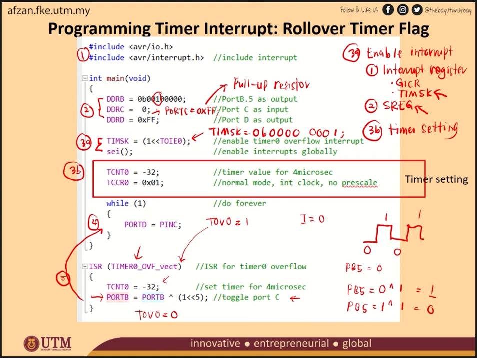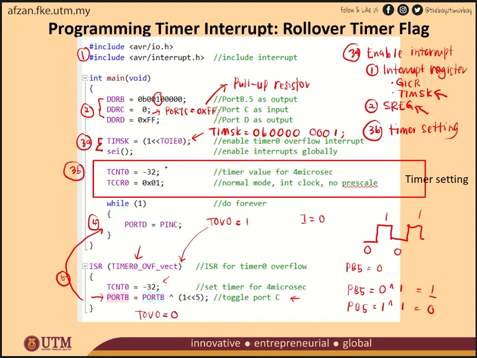Once it is 1 again, the I flag in the status register will be 0, and the microprocessor knows that it is going to do the interrupt, and this task will keep repeating. This is what happens when you use the program timer interrupt. It is different from the external interrupt, in which whenever you press the switch, it will go to your interrupt.